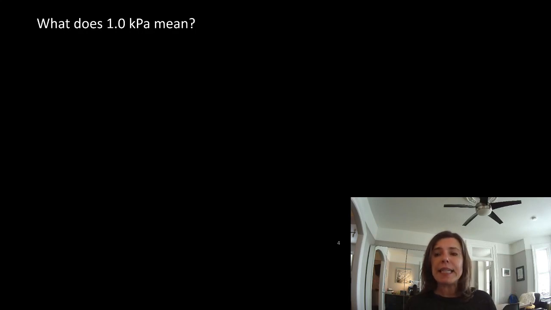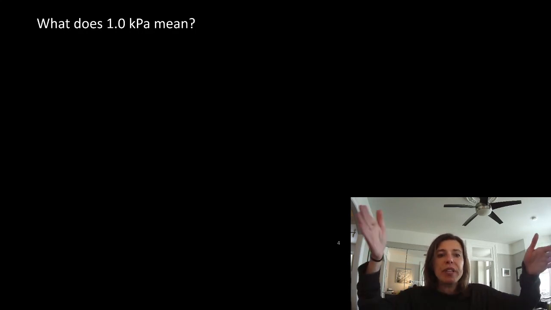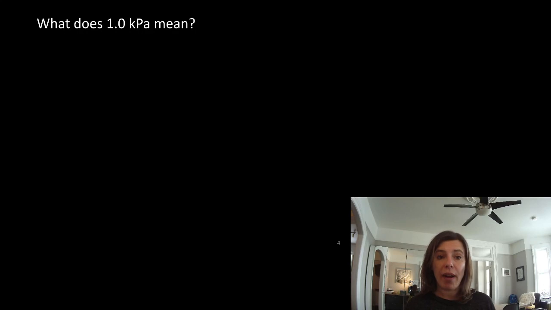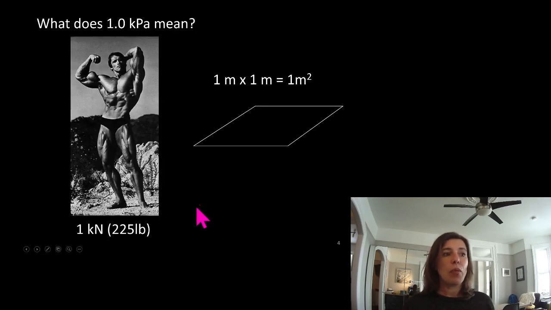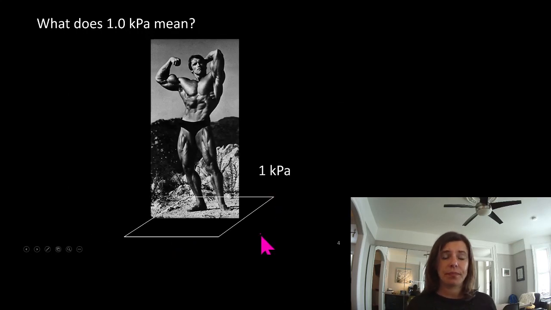So the funner one is, what does 1 kPa mean? What is 1 kPa? Well, a kPa, the units, is actually kilonewton per meter squared. So what we're saying is that is how many kilonewtons on every square meter of area. So if we have Arnold here, and this square is 1 meter by 1 meter, 1 kPa is 1 Arnold on 1 meter by 1 meter squared. So that gives you a good sense.